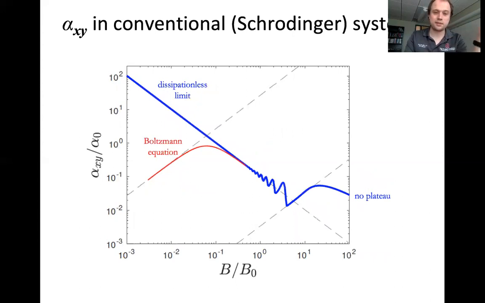And just to contrast this with the usual semiconductor situation where you have a p-squared dispersion, you get no such plateau. There's no universal behavior at large B.